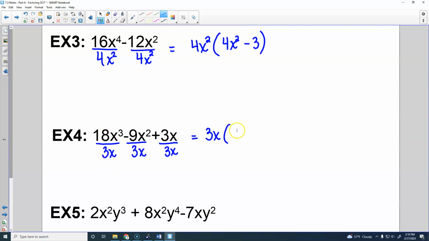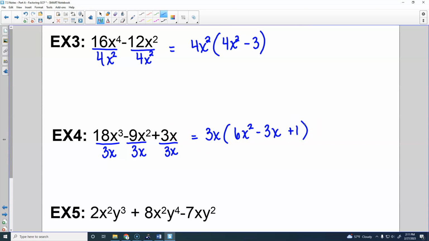So 18 divided by 3 is 6. How many x's are with that? 2. Then I've got 3, and I'll have x to the first power. What do I get here? What's 3 divided by 3? 1. And you had 1x and it was taken away. So a 1 has to go there.